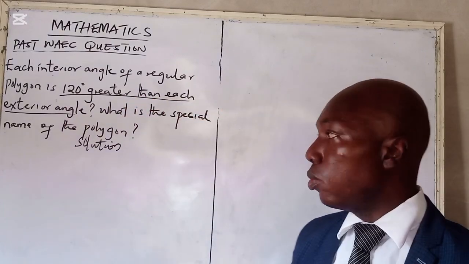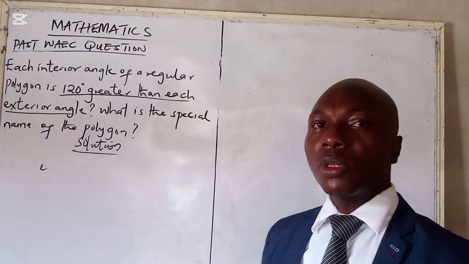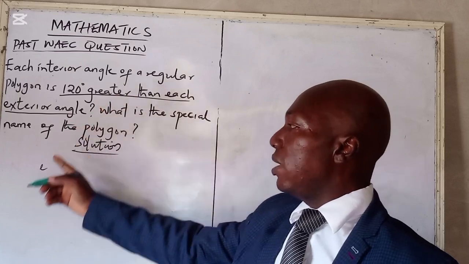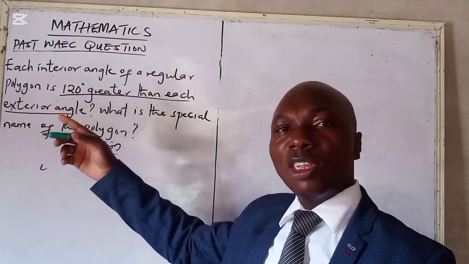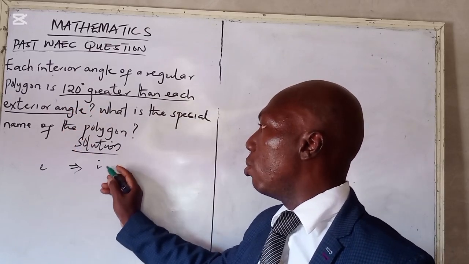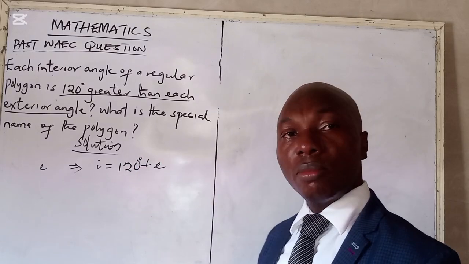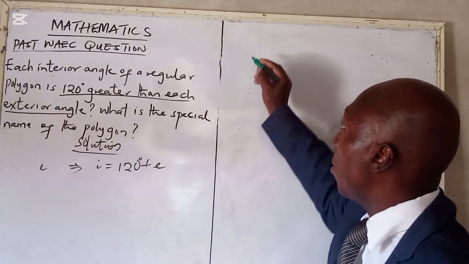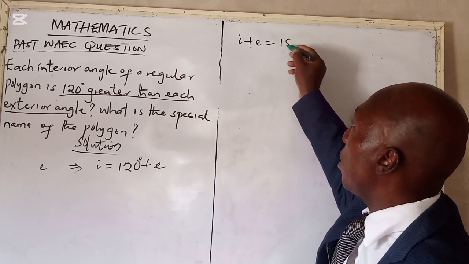We don't know the exterior angle, so we can say let the exterior angle be E. If the exterior angle is E, then the interior angle is 120 degrees greater than the exterior angle. That means the interior angle will be 120 degrees plus E. And we know that interior angle plus exterior angle will give you 180 degrees.